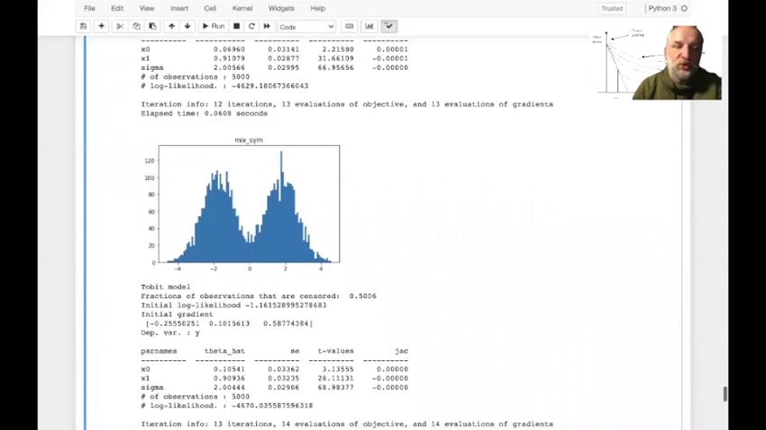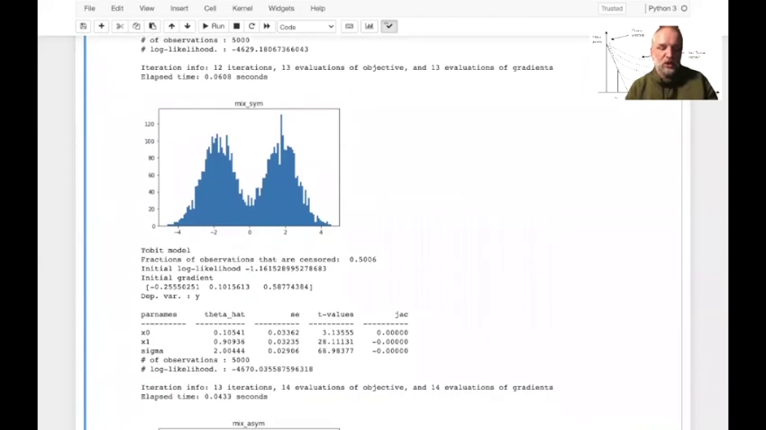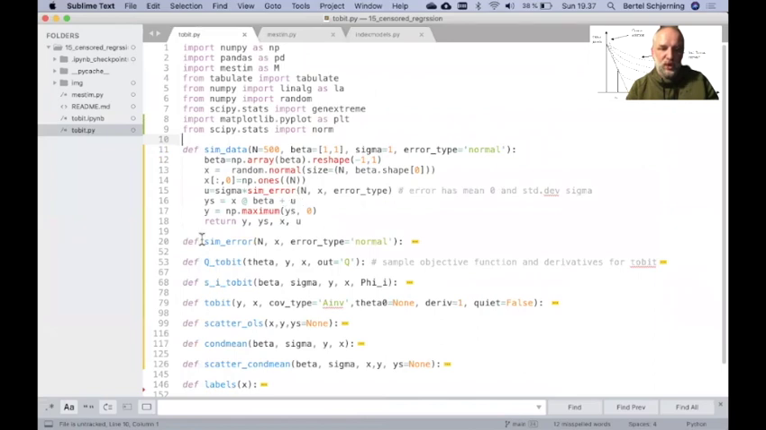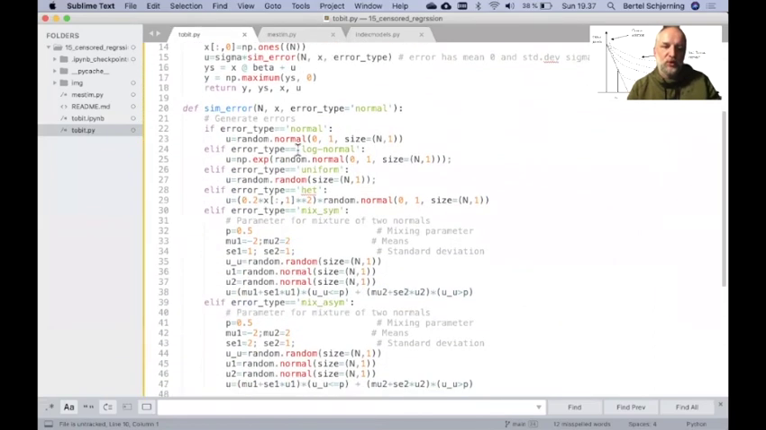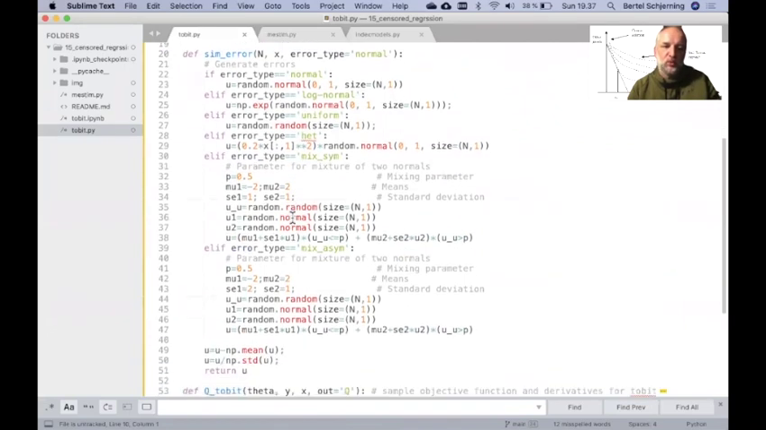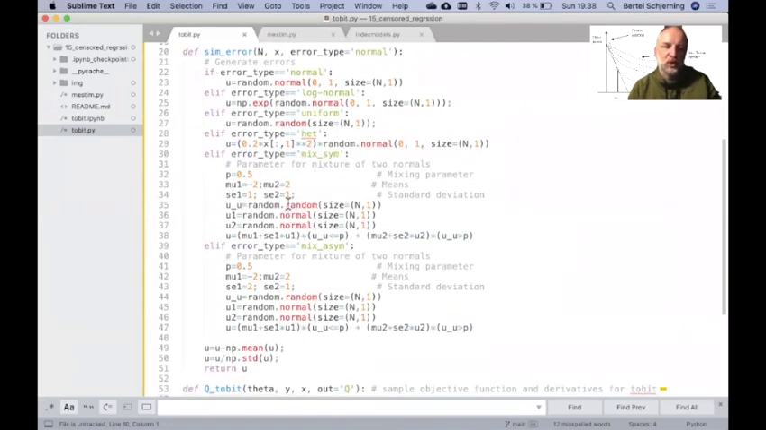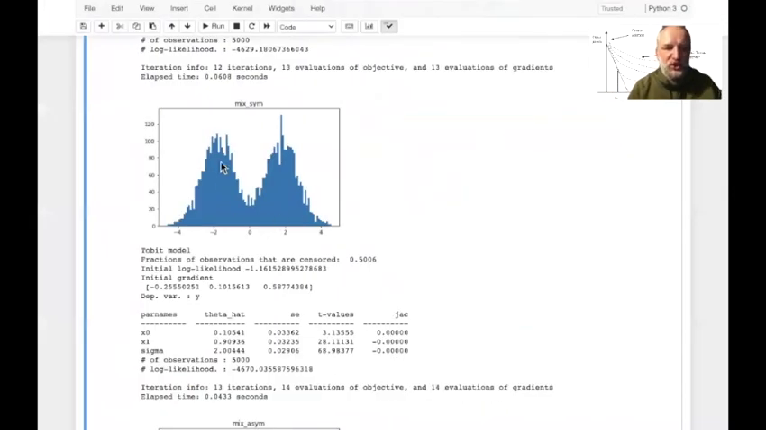You can generate all other sorts of distributions, and I encourage you to go in and look at the code that's generating that error distribution. I have that here. It's called sim error. So you have all these different choices, and here's the one that we're looking at now. That's a mix of 2 normals. Basically, with probability 0.5, you're coming from one normal distribution with mean -2 and standard deviation of 1, and with probability 1 minus that, you come from another distribution where the standard deviation is the same, but the mean is 2.